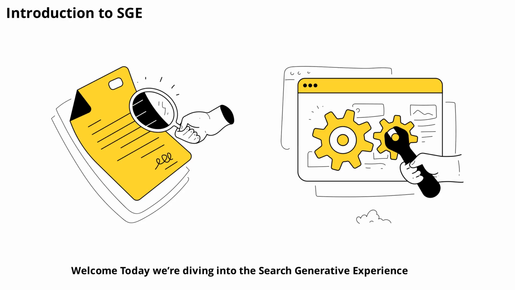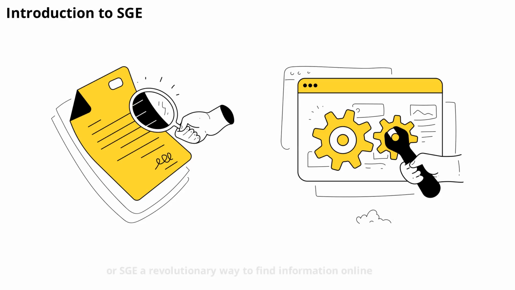Welcome. Today, we're diving into the Search Generative Experience, or SGE, a revolutionary way to find information online. Whether you're searching for quick facts, in-depth explanations, or creative inspiration, SGE can help you discover answers faster and more intuitively. In this video, we'll walk through what SGE is, how it works, and how you can use it to find anything you need. Let's get started by understanding the basics of SGE and why it's changing the way we search.